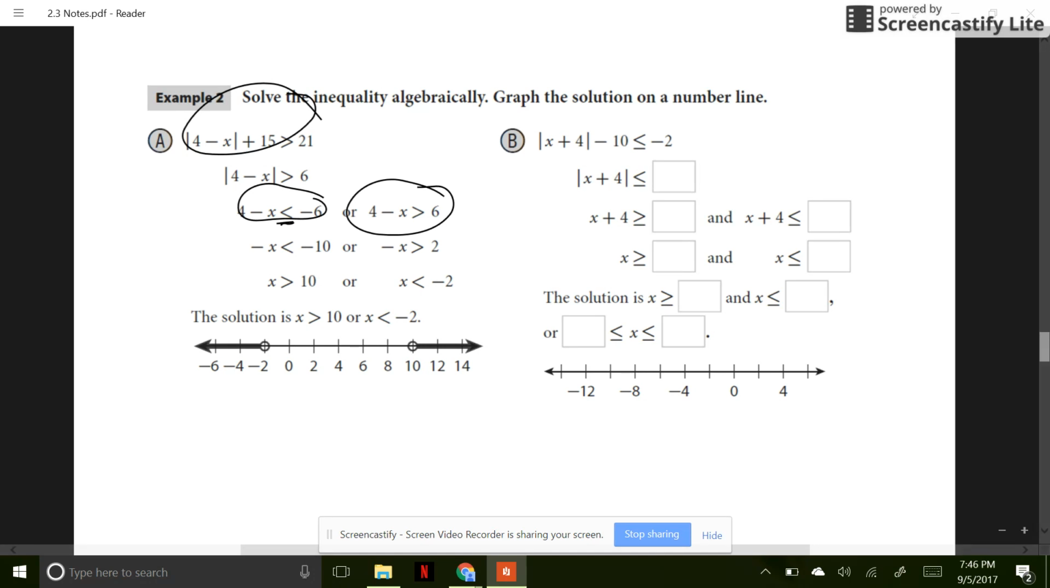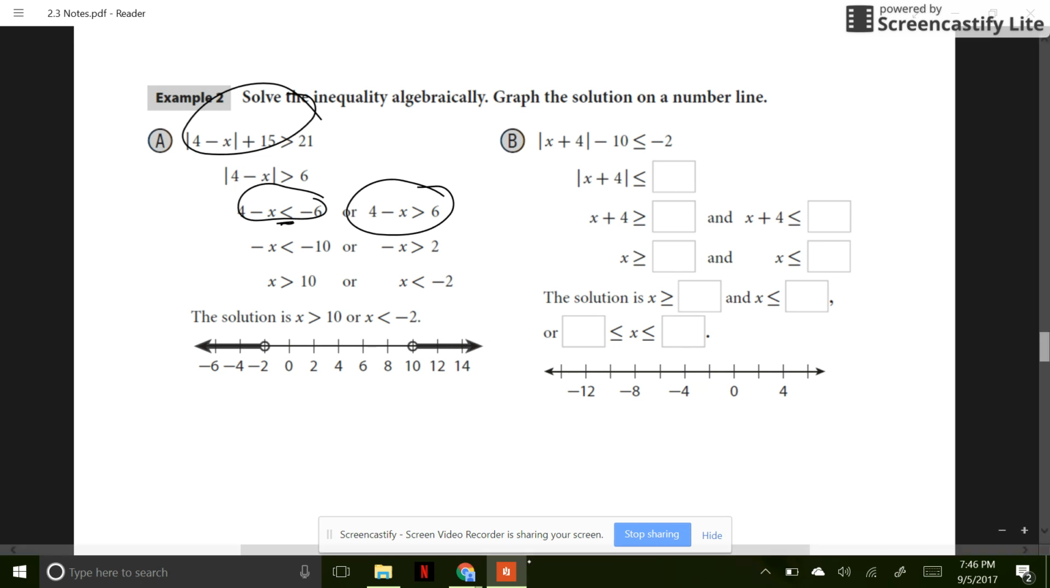So then we can solve, subtract the 4, -x less than -10, divide by -1, make sure you switch your inequality, x is greater than 10. Or on the right-hand side, we subtract the 4, -x is greater than 2, divide by -1, again, we have to flip the inequality, x is less than -2, so then we can graph our solutions there on the number line. Here in step B, again, first step we want to isolate the variable, so we'll need to add 10.